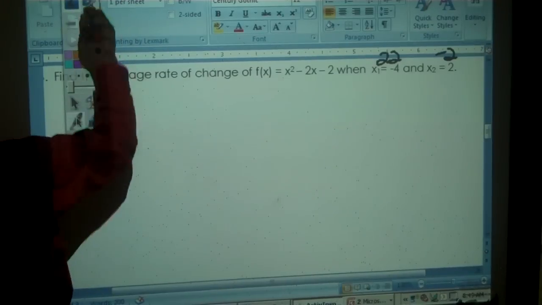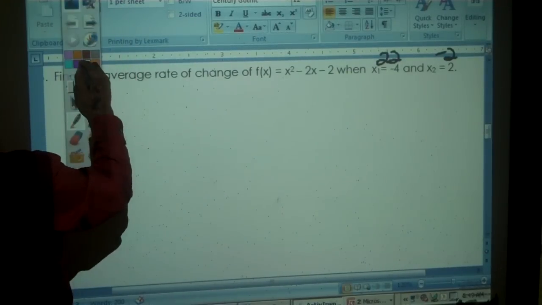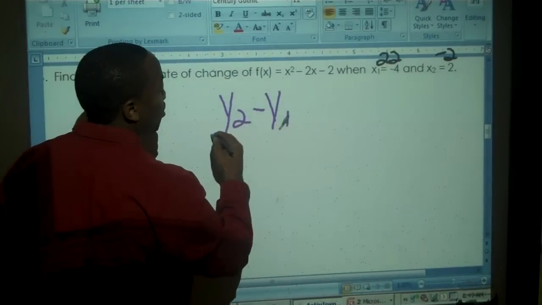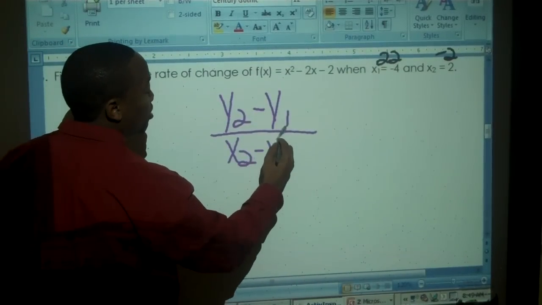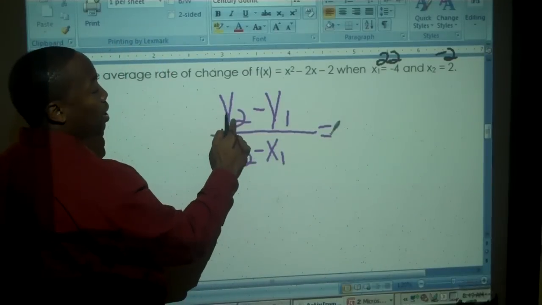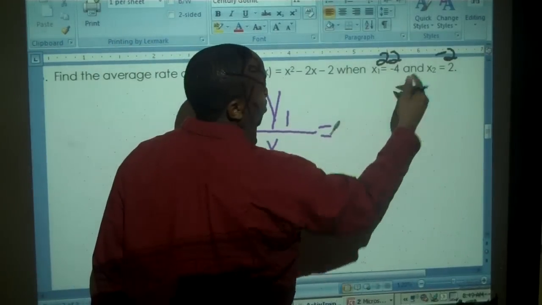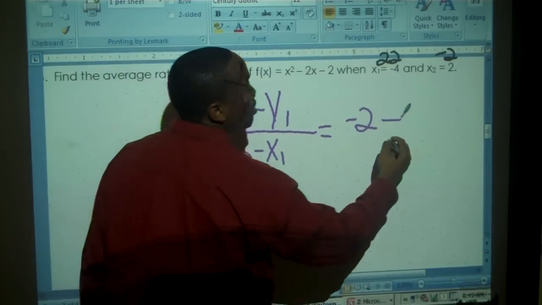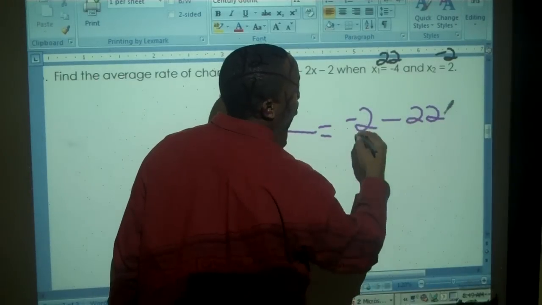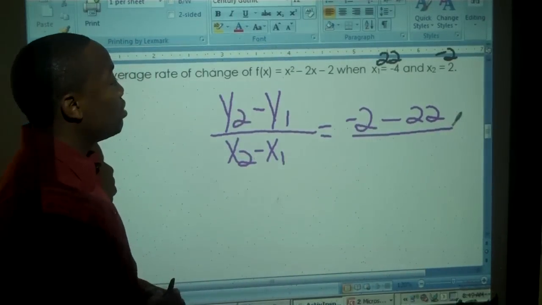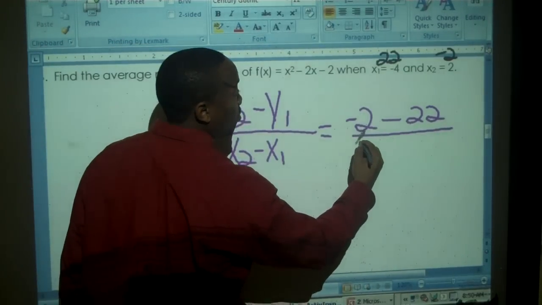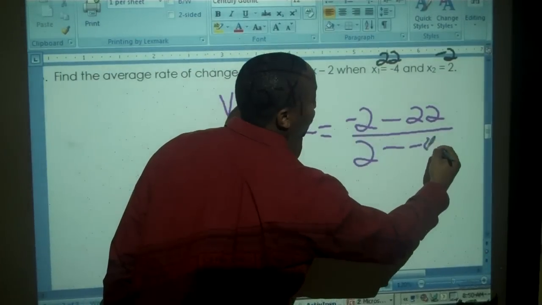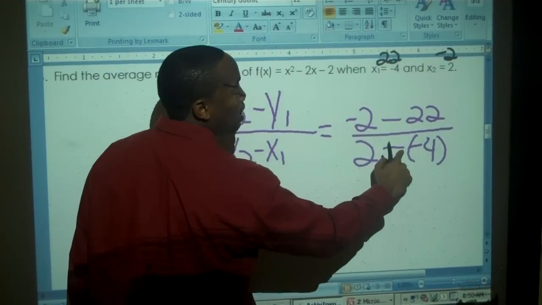Alright. So our formula, like I said earlier, I'm going to change colors. Our formula is y2 minus y1 over x2 minus x1. So my y2 in this situation is negative 2, minus my y1, which is 22, over my x2, which is 2, minus my x1, which is negative 4. We have to make sure we put a minus negative 4.